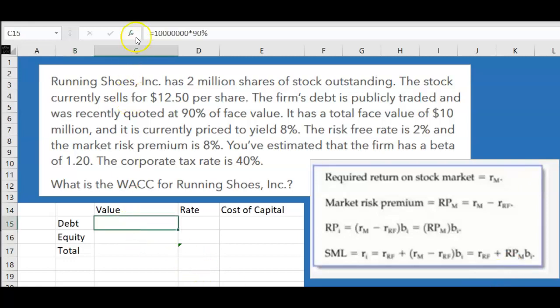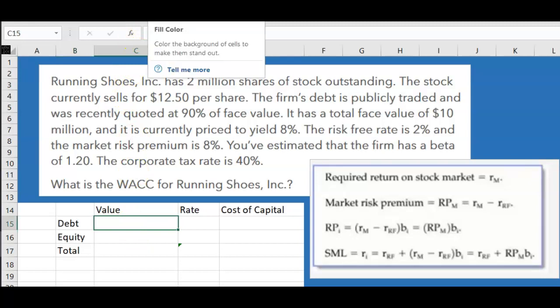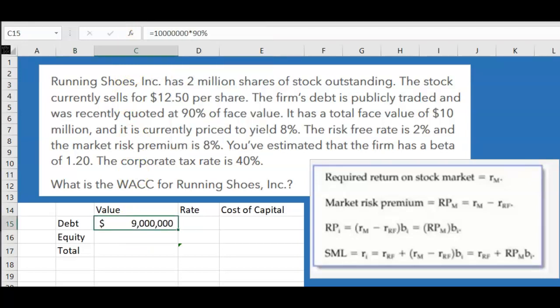Now, I've worked this ahead of time. I'll just bring this to light here. Let's change this color to black. Okay, so first, what did I do? I took the 10 million total face value times the 90% recent quote to come up with the current value of the debt. Okay, so we've got 9 million as the current value of the debt.